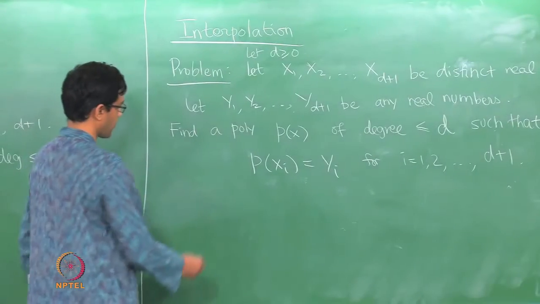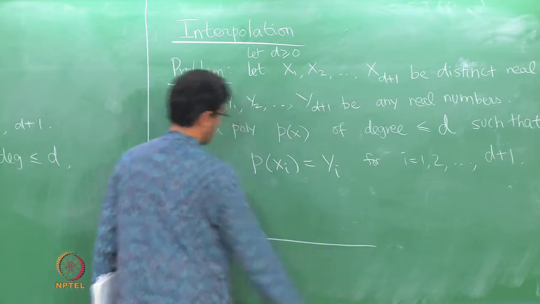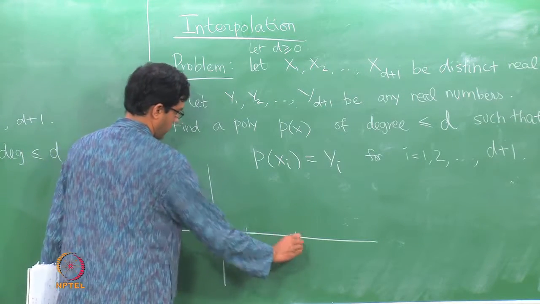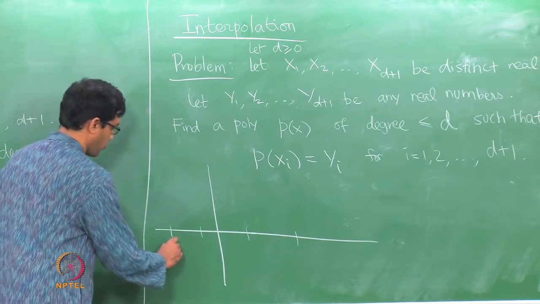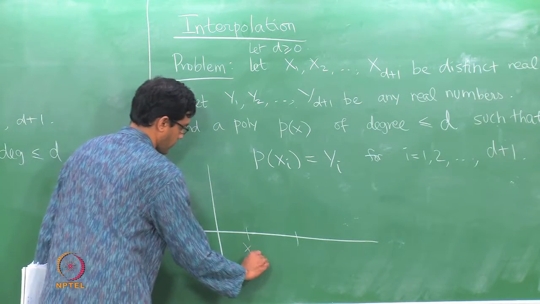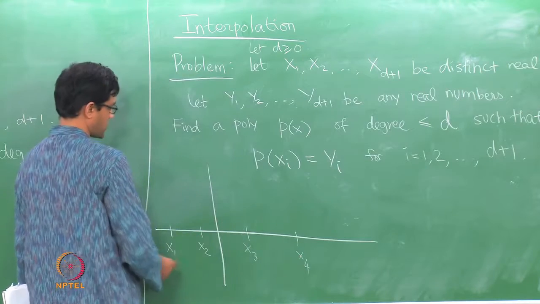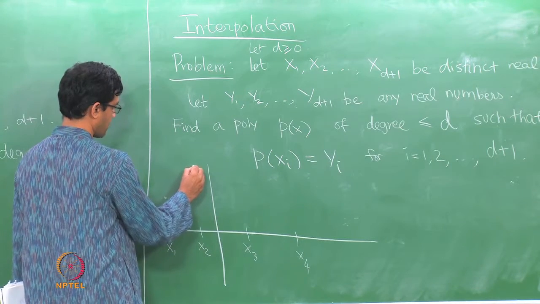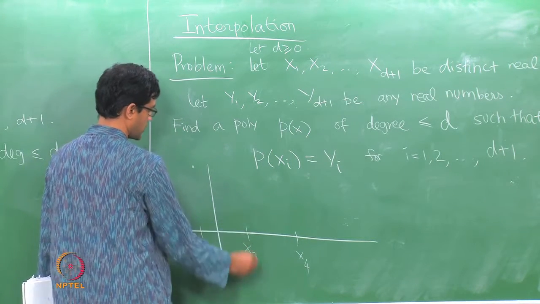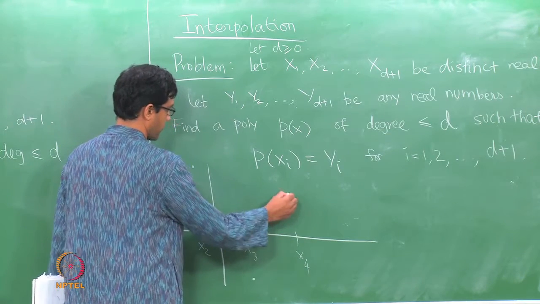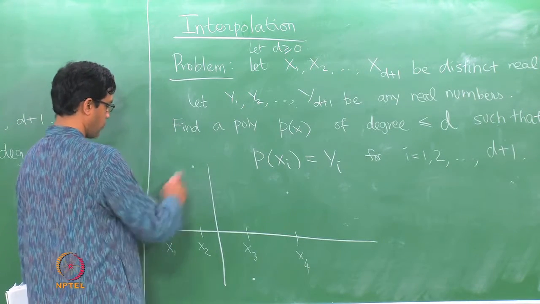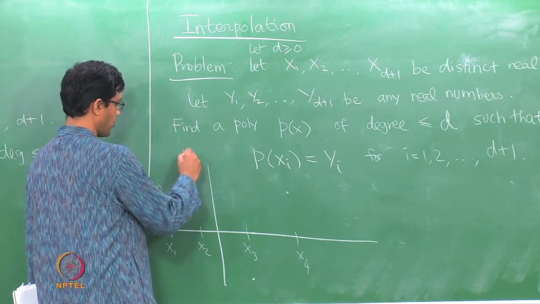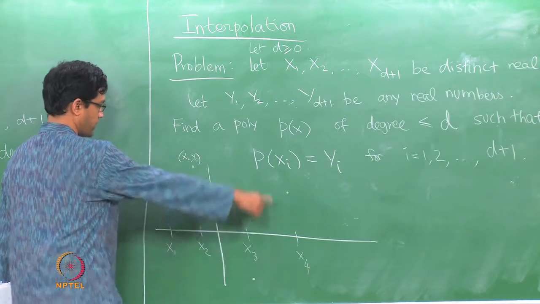Okay. So in somewhat more graphical terms, what this says is something like the following: you take some distinct real numbers. Here I have taken d equals 3, so I have 4 numbers x1, x2, x3, x4, and at each of these points I prescribe some y values. I give you y1, at x2 I give you some y value y2, let's say this is y3, and at x4 I give you some y value y4. So I have 4 points. This point is x1 comma y1, this is x2 y2, and similarly x3 y3, x4 y4.